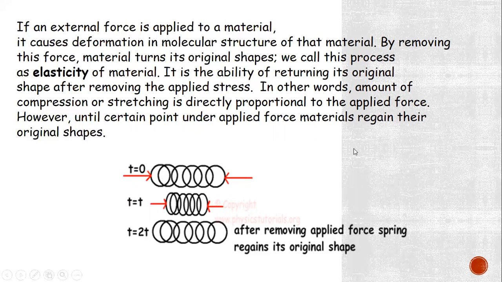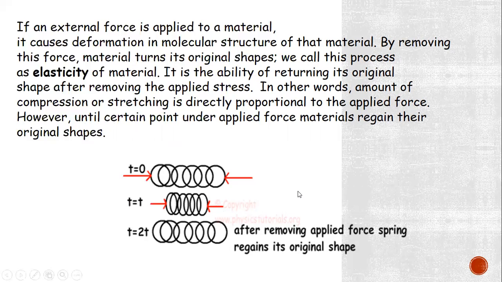In other words, we can either apply the force just to elongate the material, or we can compress the material. Just like this, you can compress the spring, it will change its shape, but when the deforming force, these red arrows, is removed, it returns back to its original shape. So this is called elasticity, and we can say that this amount of stretching or compression is directly proportional to the applied force, but to a certain limit.